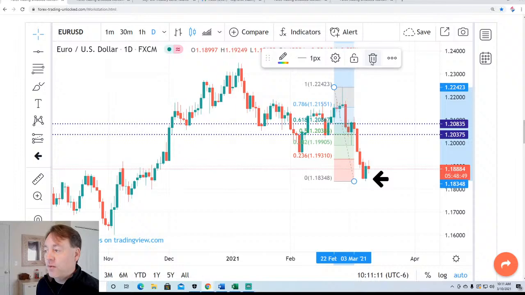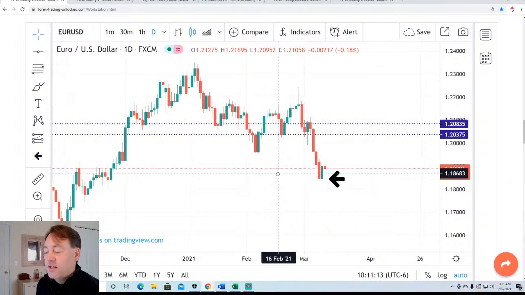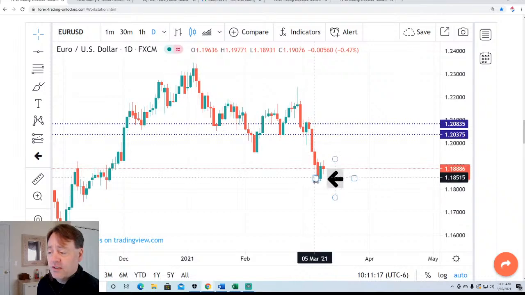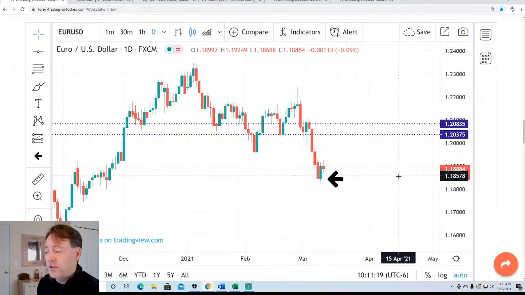Let's get this fib out of the way so you can see more clearly. So right now we have this buy signal. This is a piercing line signal for the Euro US dollar.